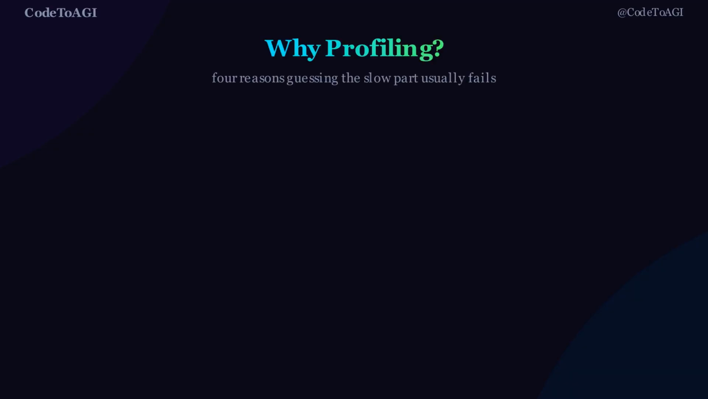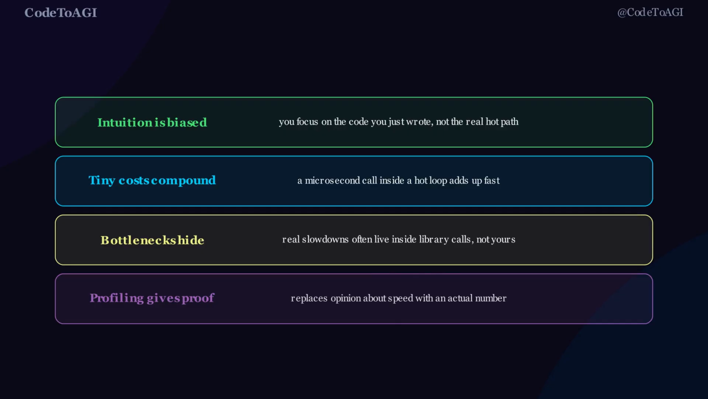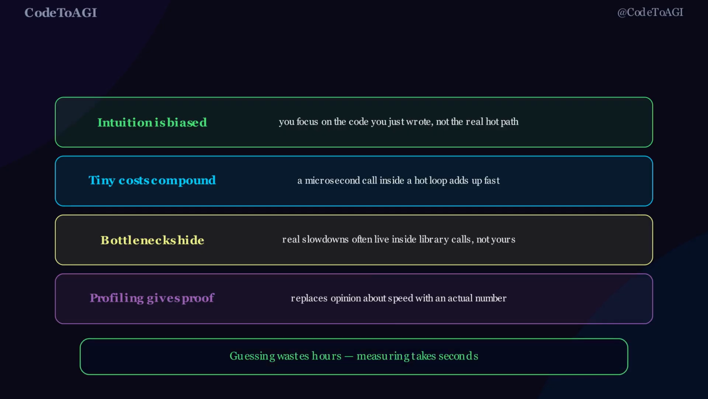Four reasons guessing the slow part usually fails. First, intuition focuses on the code you wrote last. Second, a tiny function inside a loop adds up fast. Third, real bottlenecks often hide in library calls. Fourth, profiling replaces opinion with an actual number. Guessing wastes hours. Measuring takes seconds. That is the entire difference.